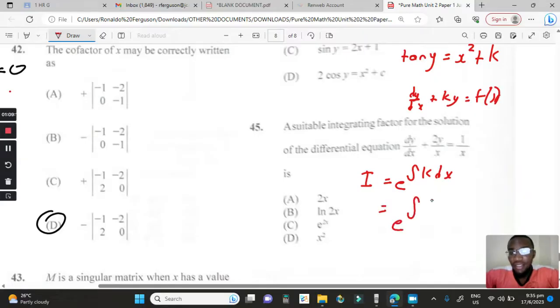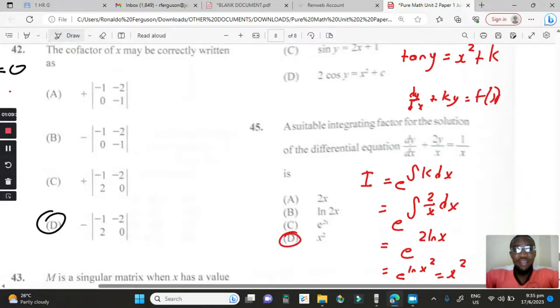It's e to the integral of 2 over x dx. When you integrate 2 over x, you get 2 ln x. We can bring it up, so it's e to the ln x squared, and e and ln cancel. So x squared is your integrating factor, D.